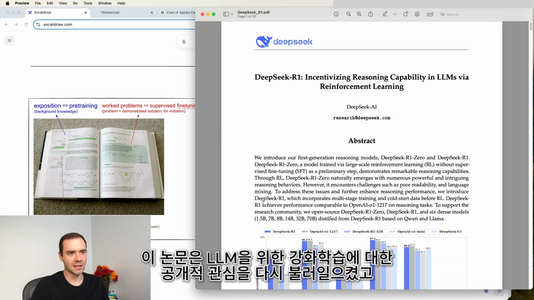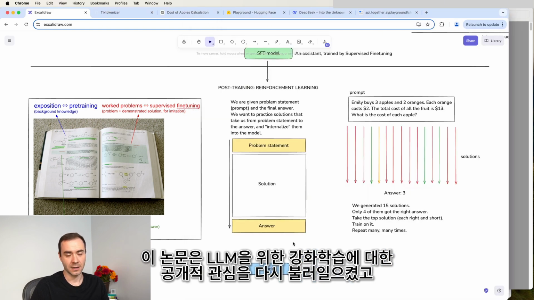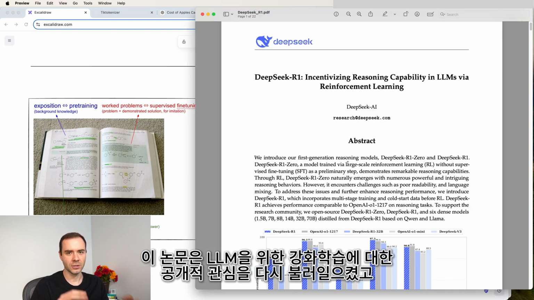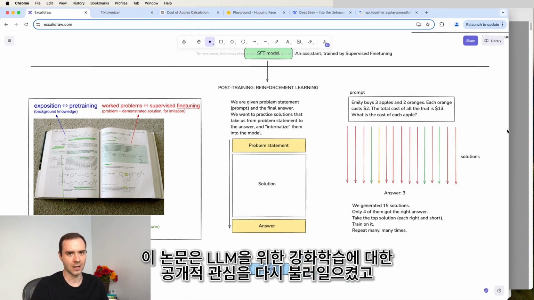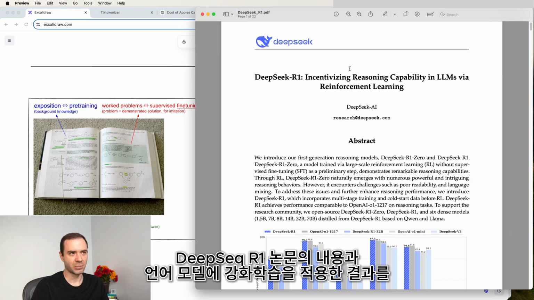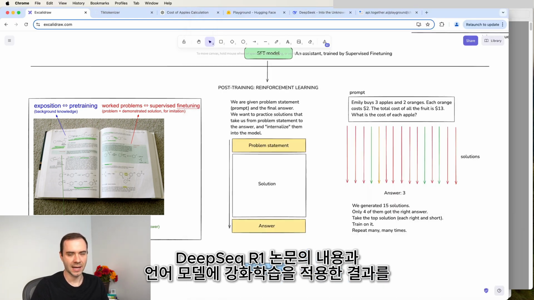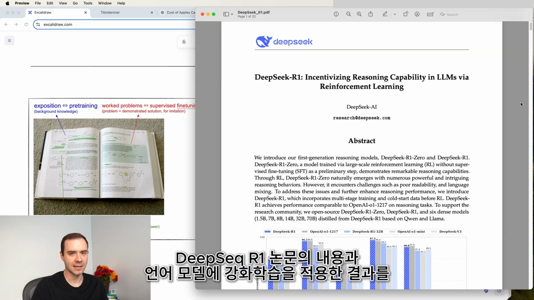So this paper reinvigorated the public interest in using RL for LLMs, and gave a lot of the nitty-gritty details that are needed to reproduce the results and actually get this stage to work for large language models. So let me take you briefly through this DeepSeek R1 paper, what happens when you correctly apply RL to language models, and what that looks like and what that gives you.